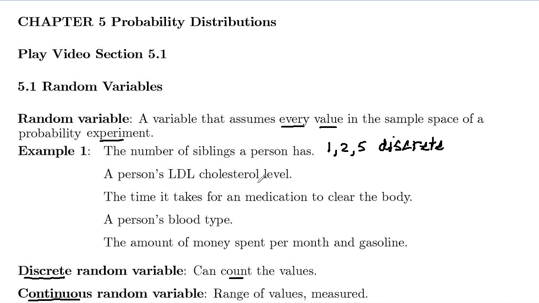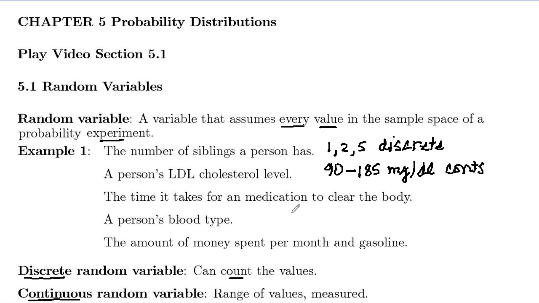A person's LDL cholesterol level. So, if you say, oh, my LDL is 185, that'd be really high. Or my LDL was 90, that would be really low. Or it could actually be anything between those values. So you could say 90 to 185. This is usually measured in what are called milligrams per deciliter. That's your measurement there. So anything in a range, and again, this is measured, you're measuring the cholesterol, that's continuous.